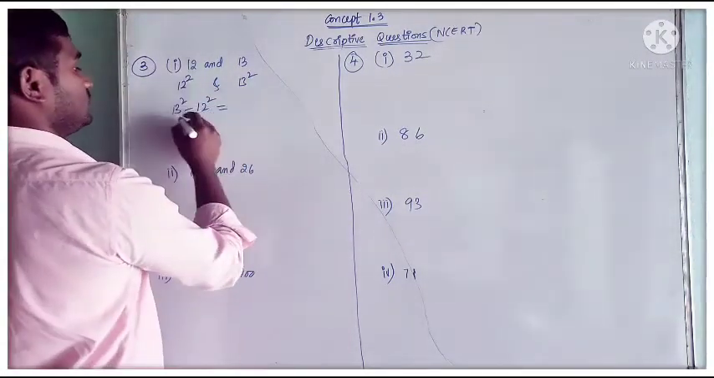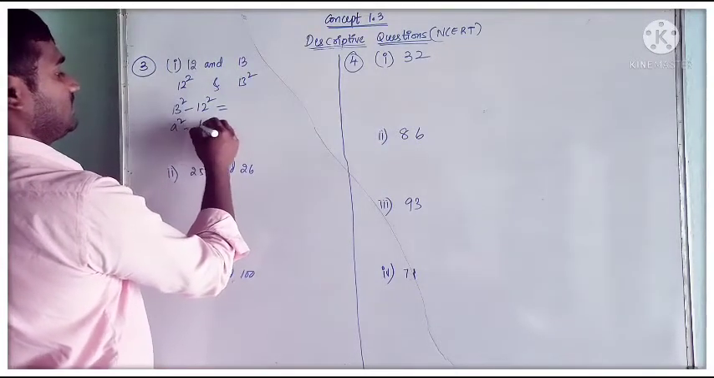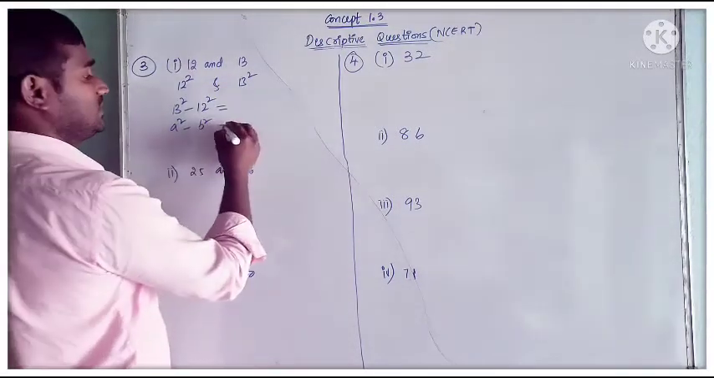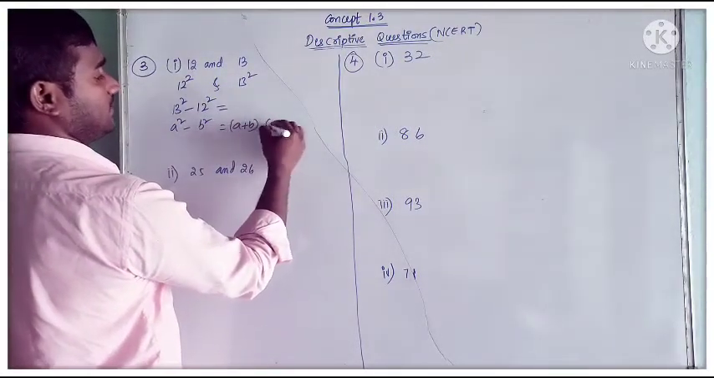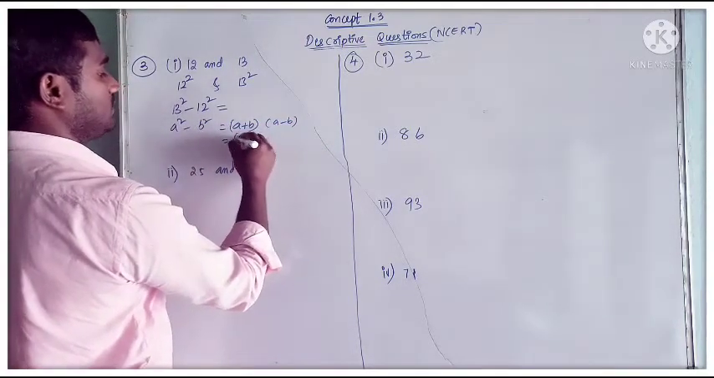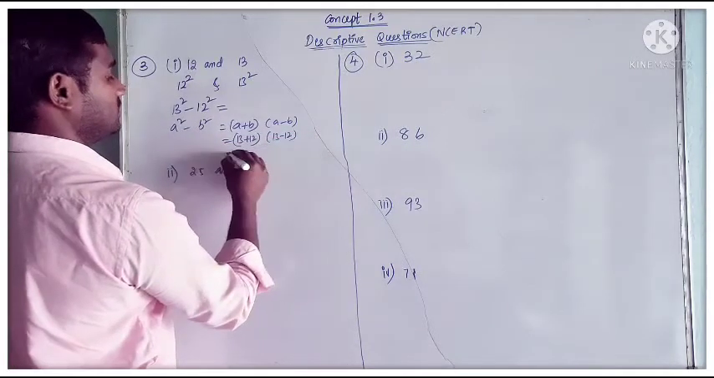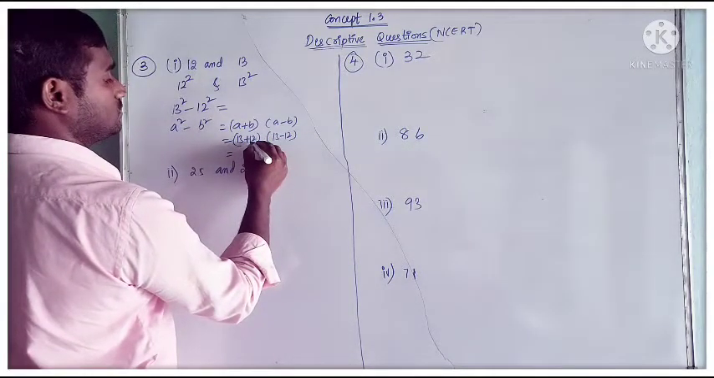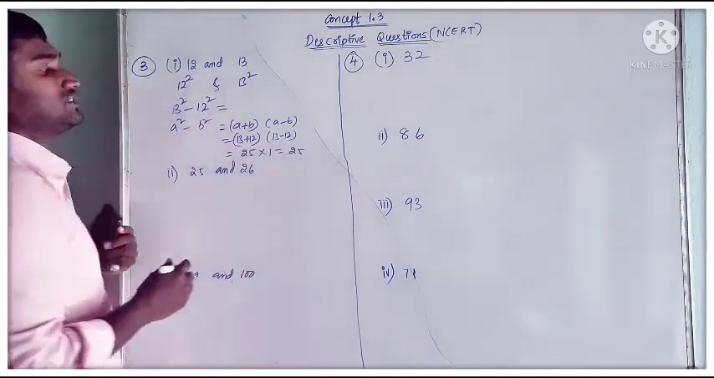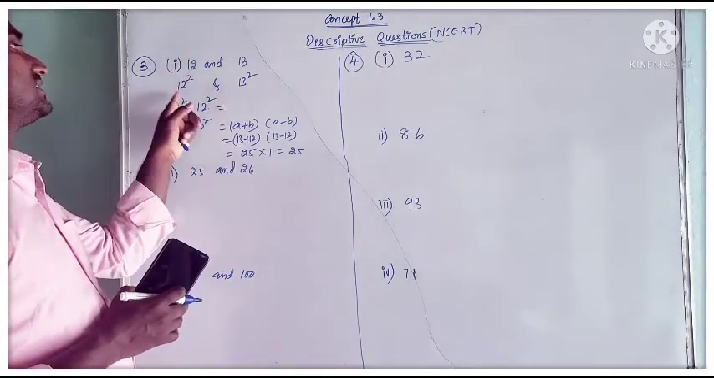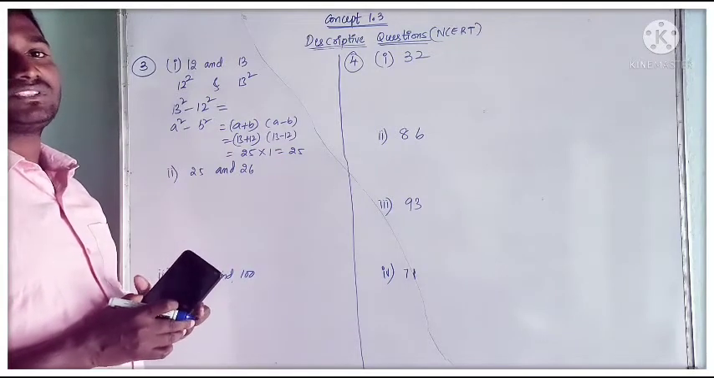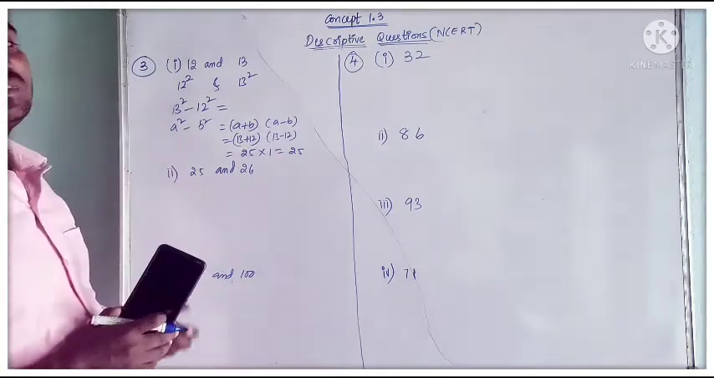See here, this is in the form of a square minus b square. As you already studied in algebraic expressions, a square minus b square is equal to a plus b into a minus b. Here a is 13, so 13 plus 12 into 13 minus 12. 13 minus 12 is 1, and 13 plus 12 is 25. So 25 into 1 is 25. So how many natural numbers lie between 12 square and 13 square? 25 natural numbers.